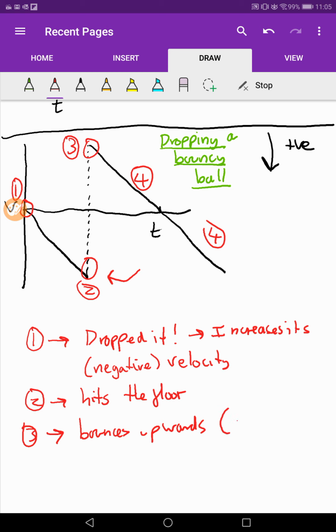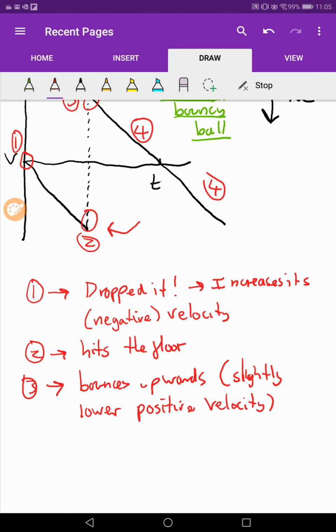And it would have a slightly lower positive velocity, because some of the energy would be given as heat and sound, because you can hear that. So it will bounce upwards. So say it had like, I don't know, 5 meters per second at the bottom when it hit the floor, it might only give 4.5 meters per second when it bounced up, but it would have a strong positive velocity when it bounced up. And then what would happen? Well, it's fighting against gravity, so its velocity would decrease.